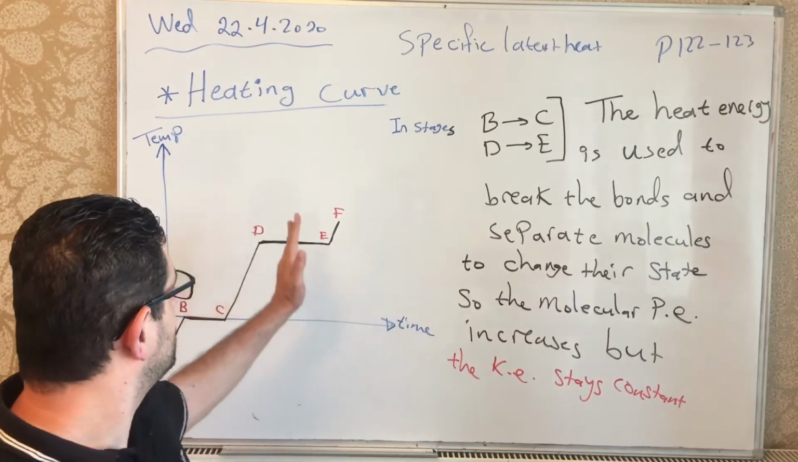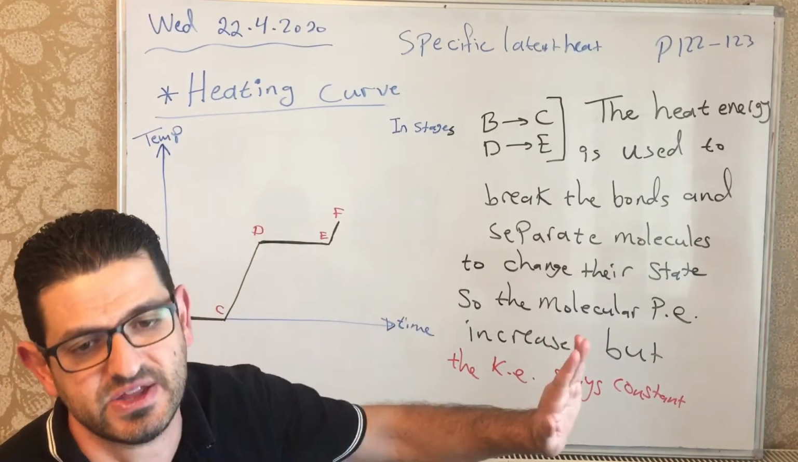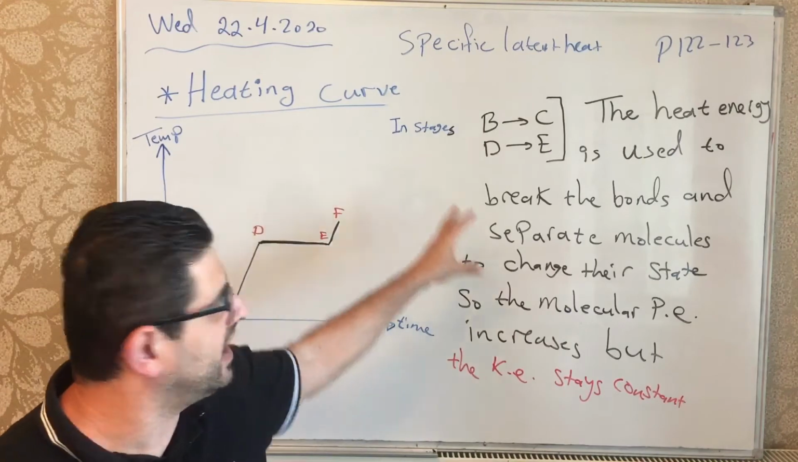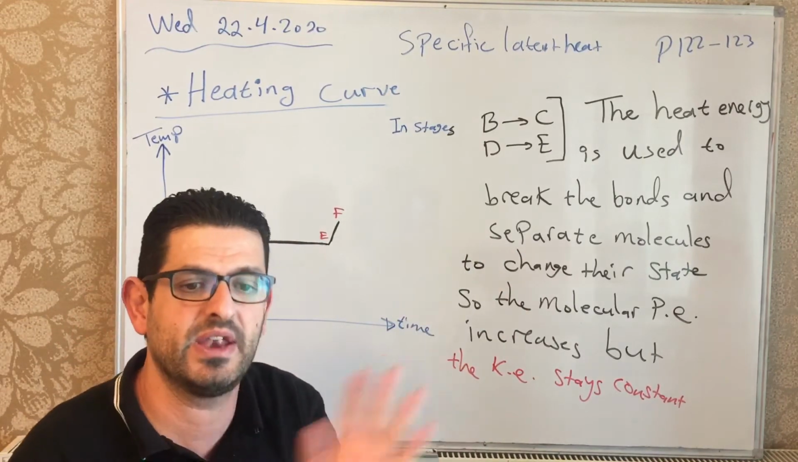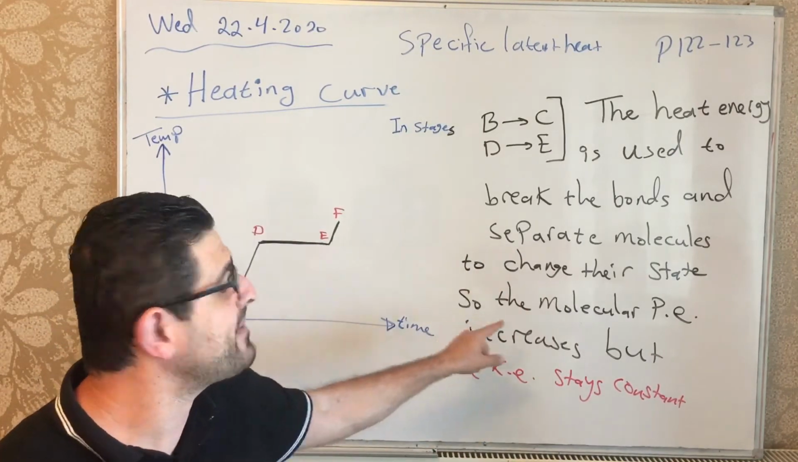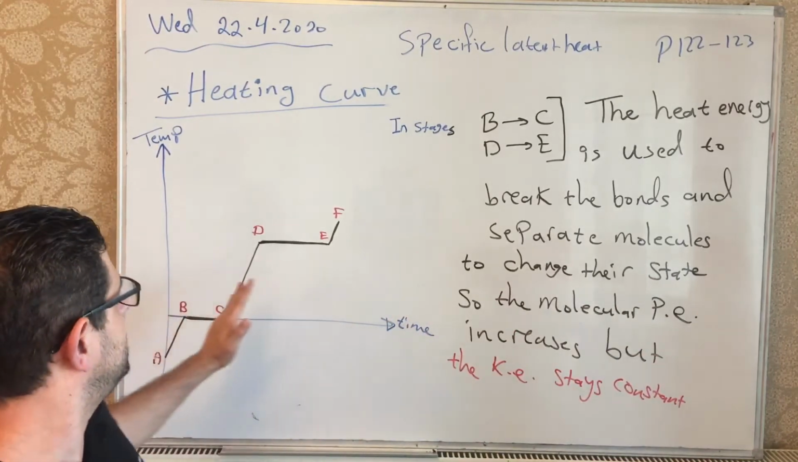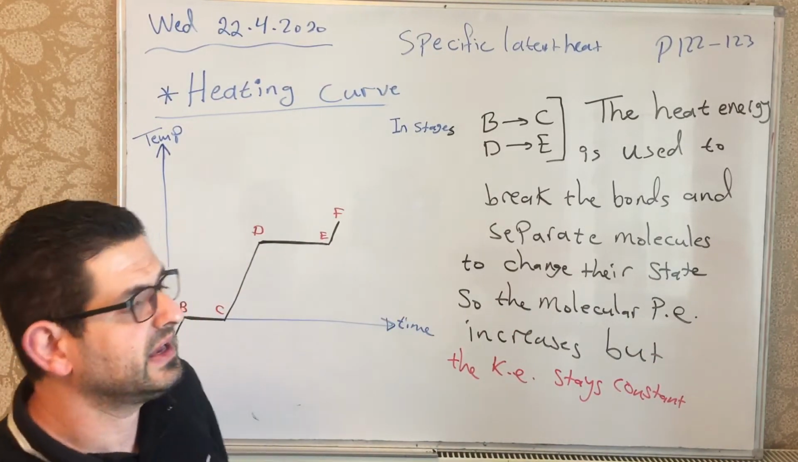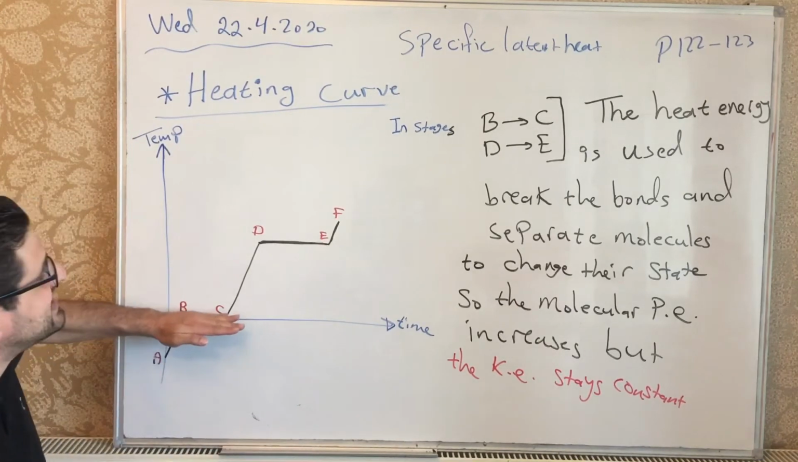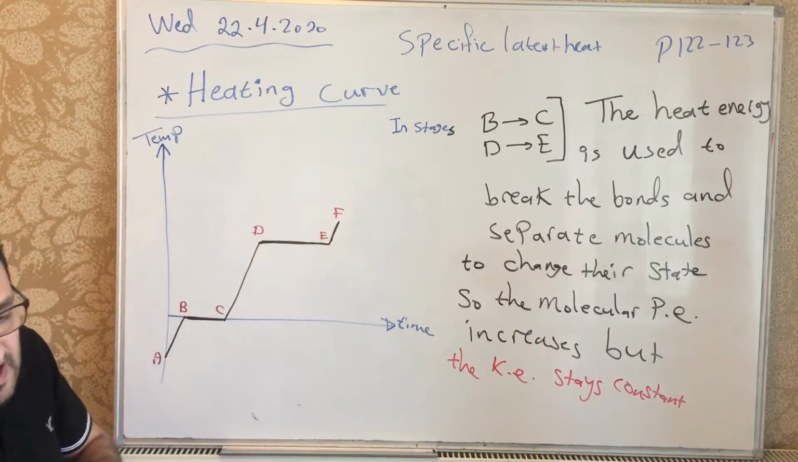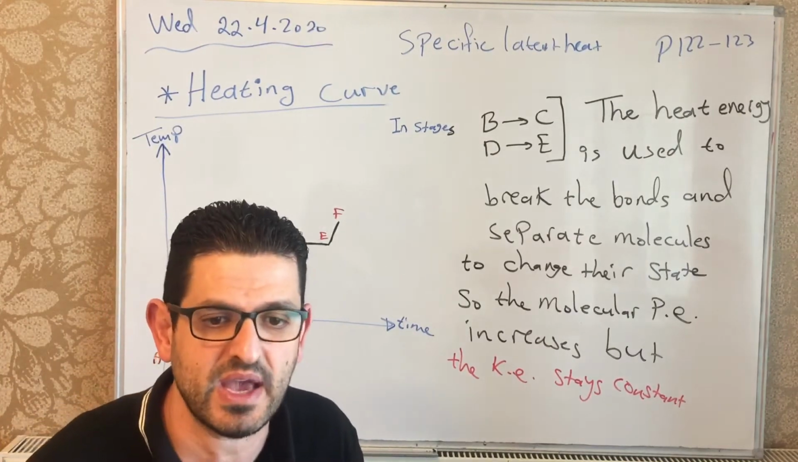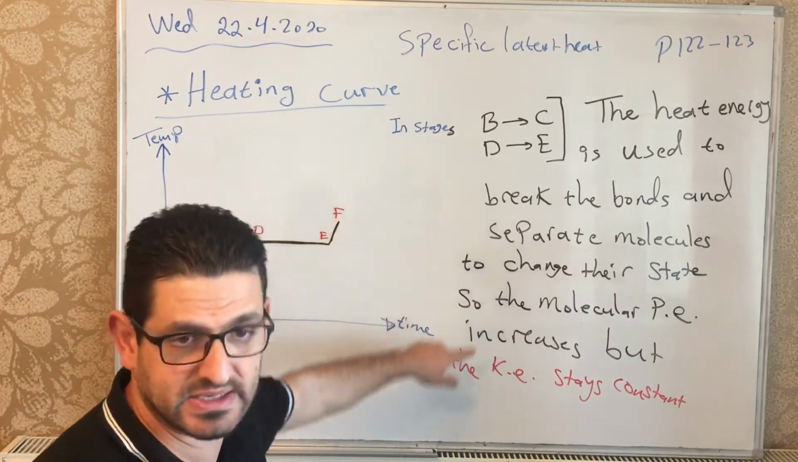In AB, CD and EF there is no change in state, so the molecules are still in the same position and the bonds are still the same. Nothing happens to them. Nothing happened to the potential energy in stages AB, CD, and EF. But in stages BC and DE, the heater is on, but the temperature is not increasing. Why? This is the reason.